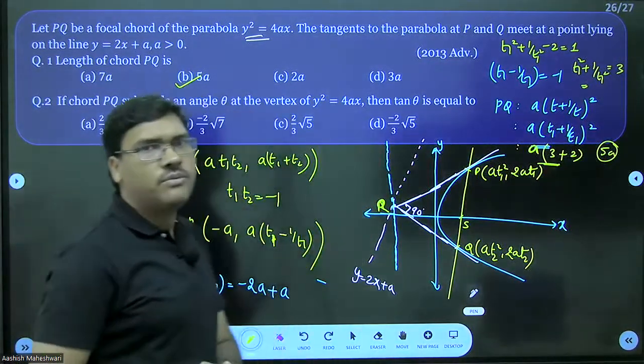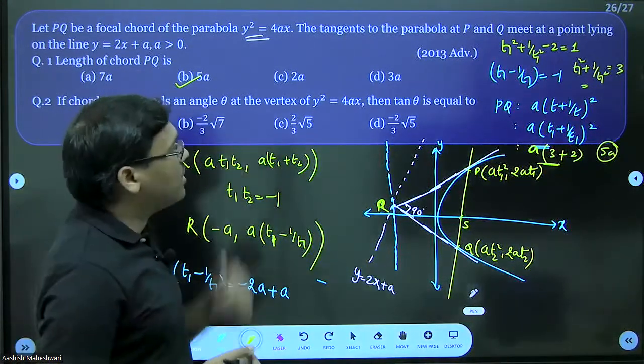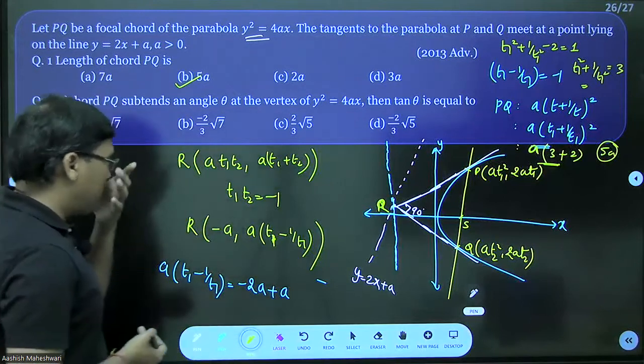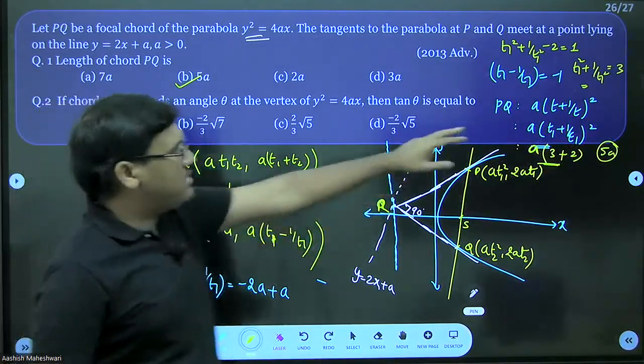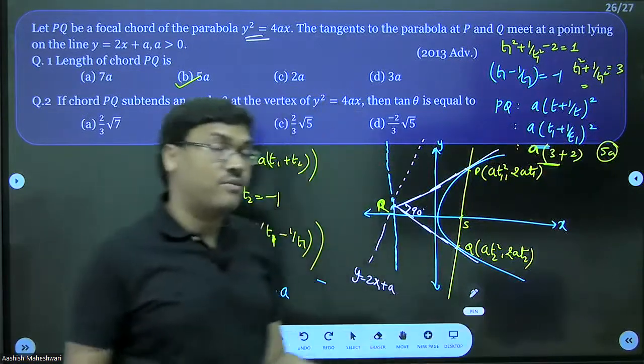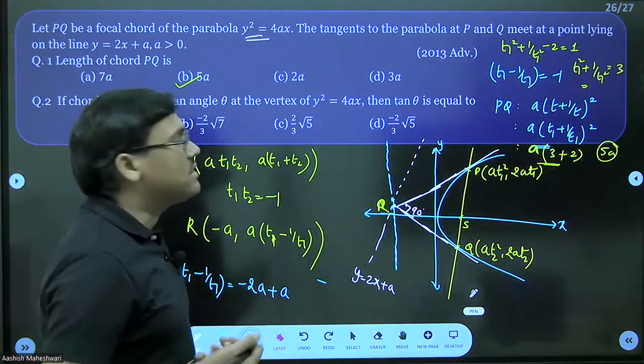How did you get this distance, the length of focal chord? There are some results here that we used directly. It saves time. Otherwise you would have to derive all of this. So it's always important to remember all these results.